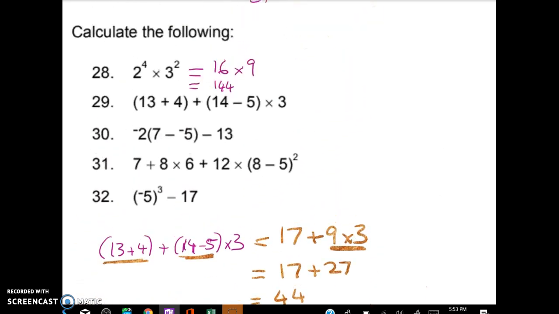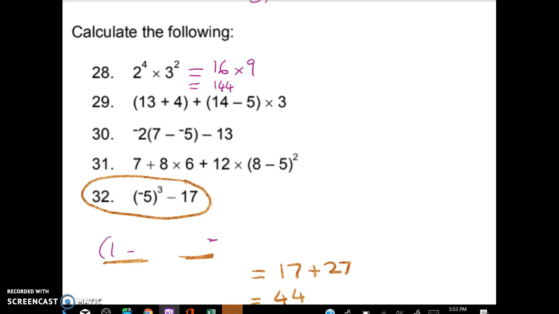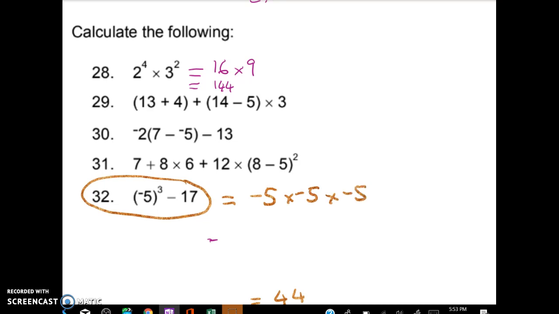Right, let's see what we've got left. Well, we've just got one left here, question 32. I'm going to do that here, just get myself some room. Negative 5 cubed is very easy to go wrong with. I have to remember that it means negative 5 times negative 5 times negative 5 minus 17. So here we've got a negative times a negative. That gives me a positive. But I'm timesing it by a negative again, so I go back to a negative. I end up with negative 125 minus 17, which is negative 142.